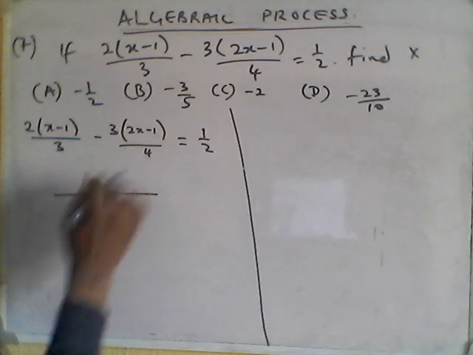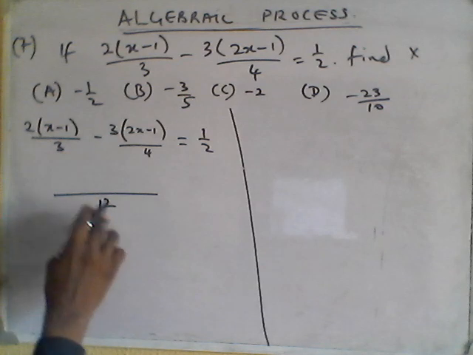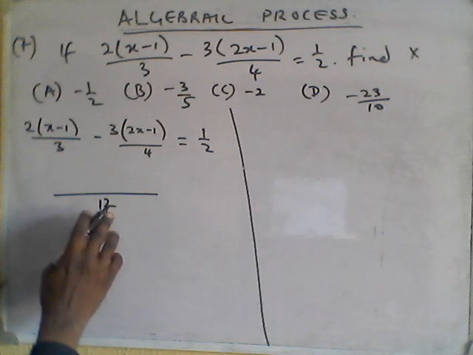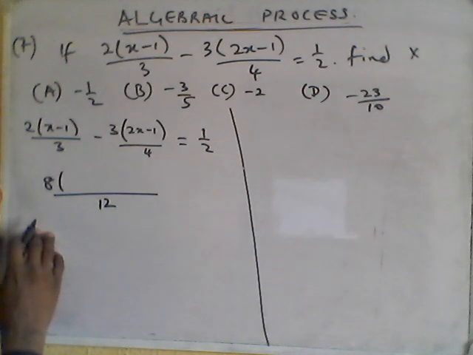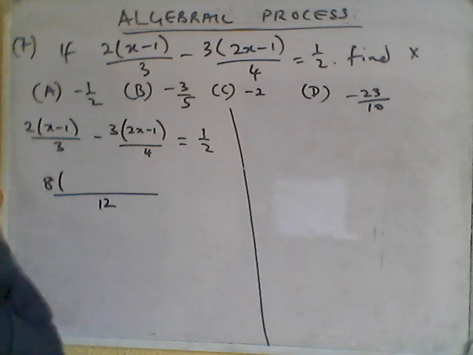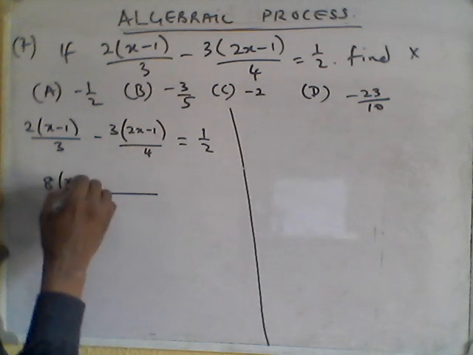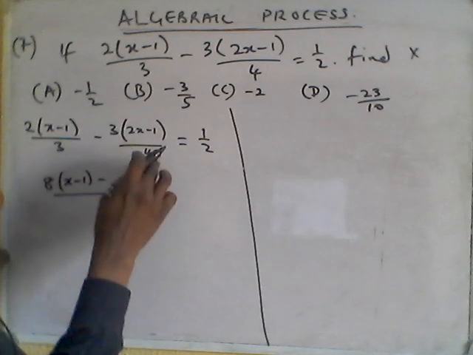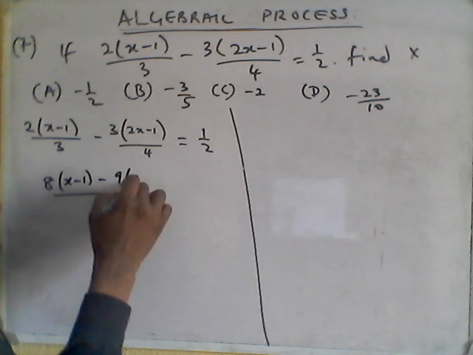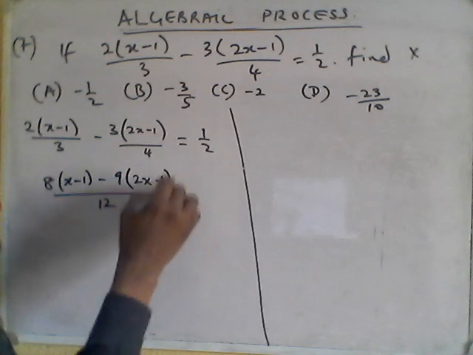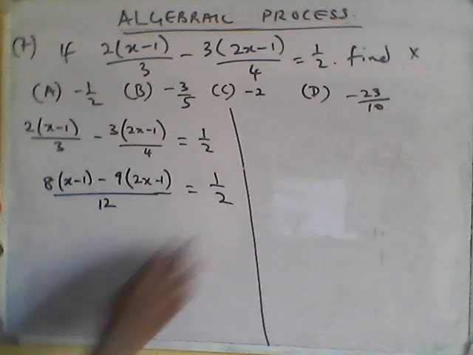The LCM of 3 and 4 is 12. 2 into 3 into 12 is 4 times. 4 times 2 is 8. So I'll put 8 outside. Open brackets, x minus 1. Then minus 4 into 12 is 3 times. 3 times 3 is 9. Open brackets, 2x minus 1, close the bracket, is equals to 1 over 2.